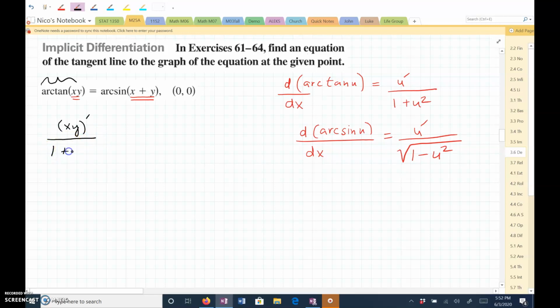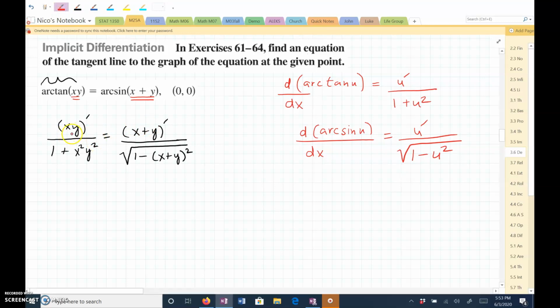all over 1 plus xy squared, which would be x squared y squared, equals arcsine of x plus y. So this is going to be x plus y is u, so you're going to do x plus y prime. We're going to take the derivative of that all over the square root of 1 minus x plus y squared. Okay? So now, the numerators of both of these fractions here, we need to take the derivative of those.